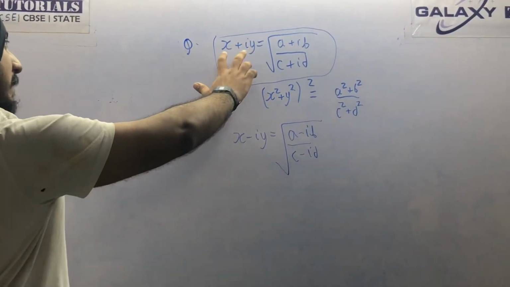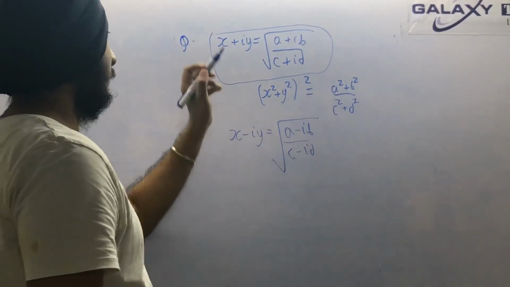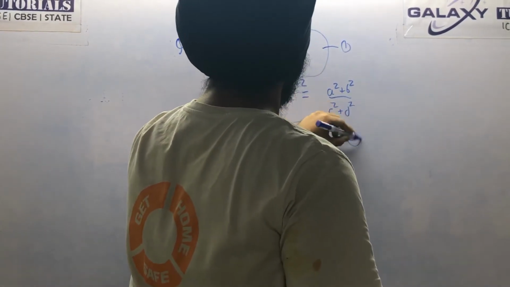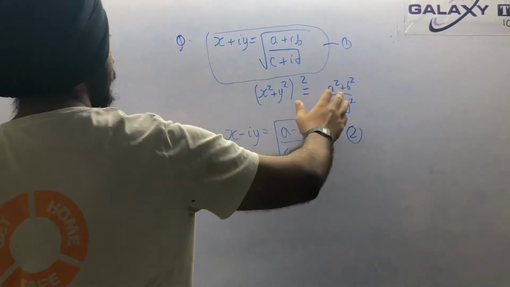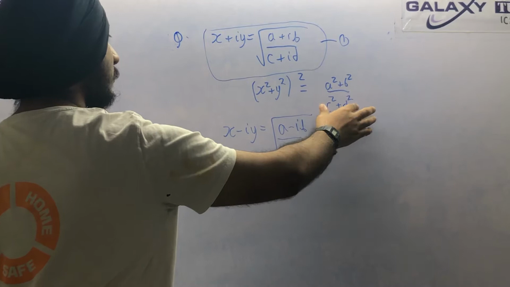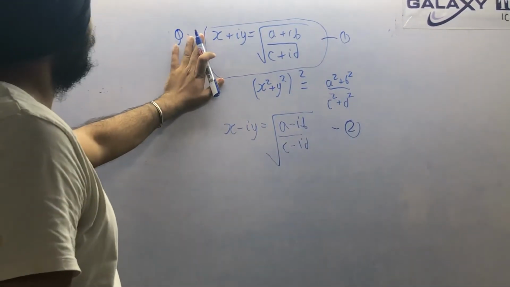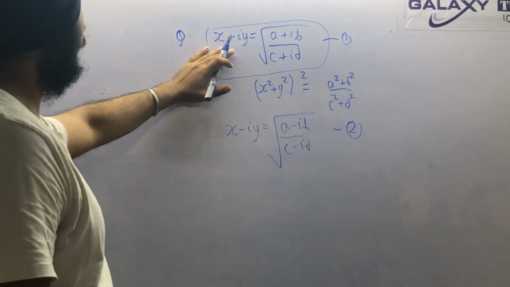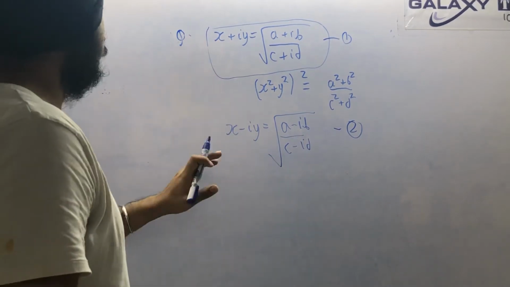Why I took the conjugate? Because if you multiply this equation and this equation, you will get x square plus y square. This is equation 1 and this is equation 2. You have to see carefully, on the right side there is a square plus b square upon c square plus d square, and the left side is x square plus y square. So how is it possible? It is not possible conventionally. So if you take the conjugate and multiply with the original one, you will get this expression.